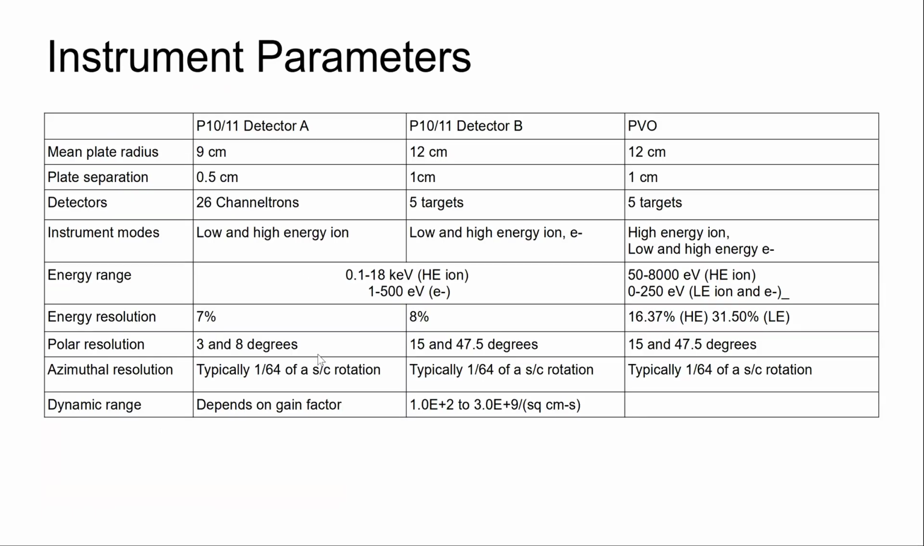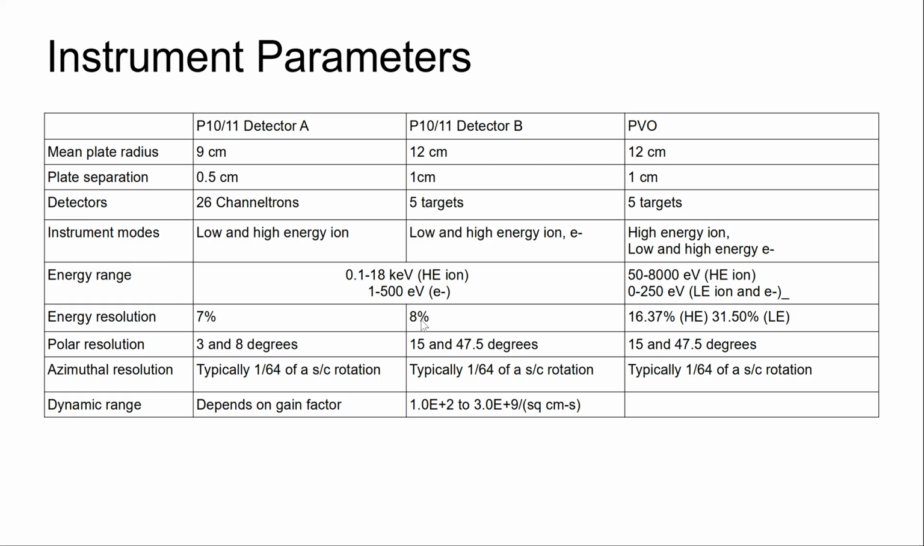Here are the instrument parameters. It's a chart that I included mainly so you can look at it after the talk is over. The important thing here is the difference between Detector A and Detector B. Detector A had 26 channeltrons. They had an angular resolution of 3 degrees for the central channeltrons and 8 degrees for the channeltrons on the right and the left.